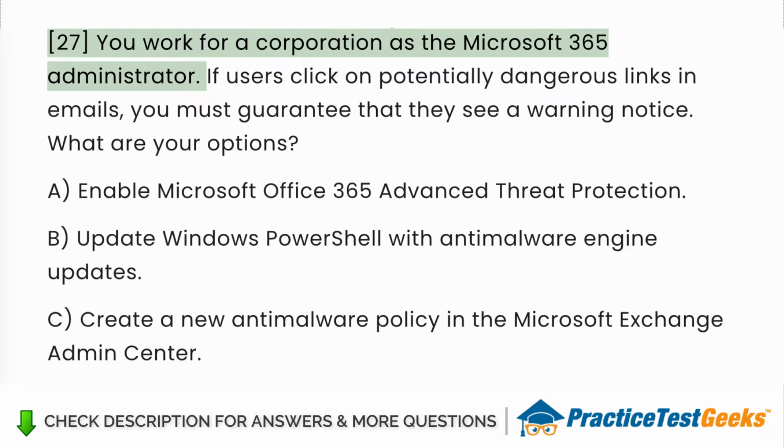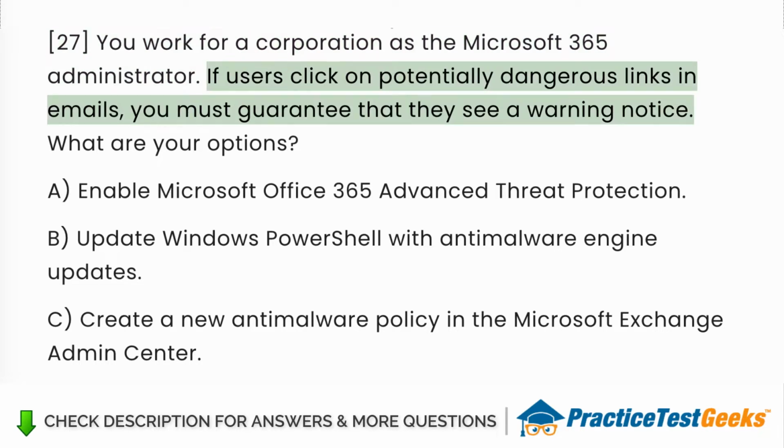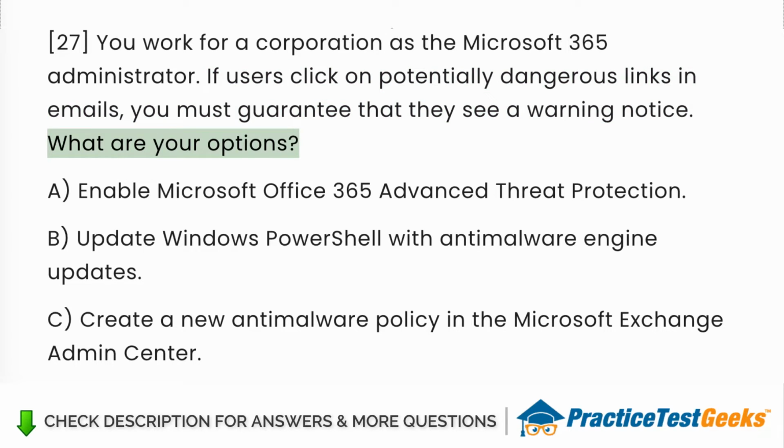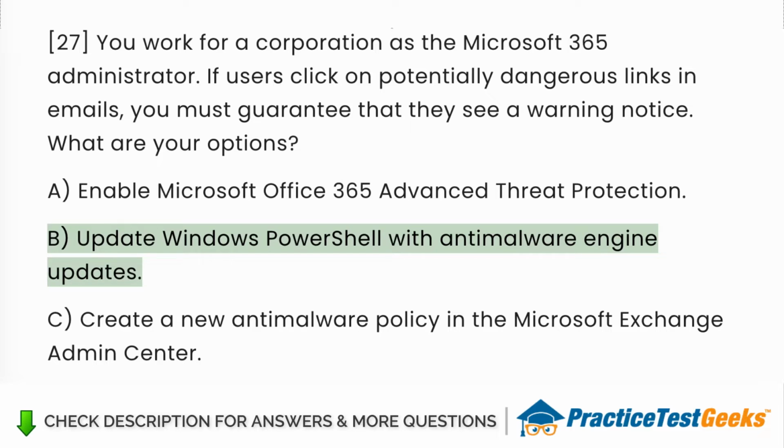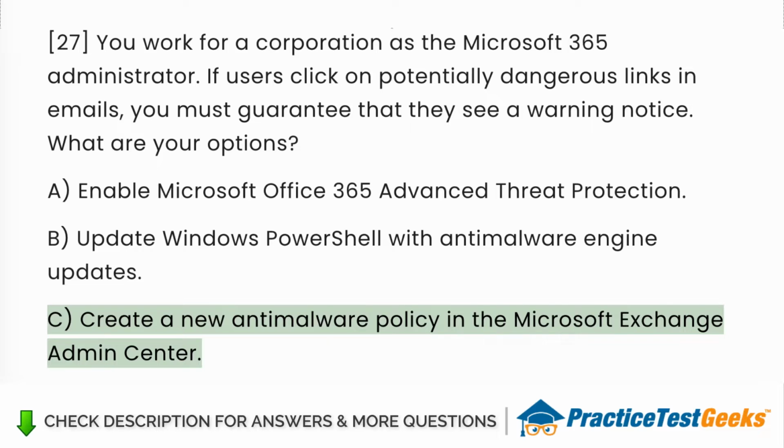You work for a corporation as the Microsoft 365 administrator. If users click on potentially dangerous links in emails, you must guarantee that they see a warning notice. What are your options? A. Enable Microsoft Office 365 Advanced Threat Protection. B. Update Windows PowerShell with anti-malware engine updates. C. Create a new anti-malware policy in the Microsoft Exchange Admin Center.